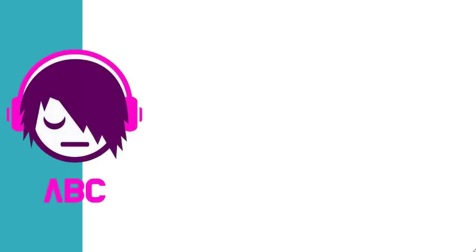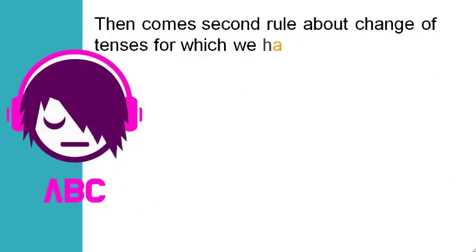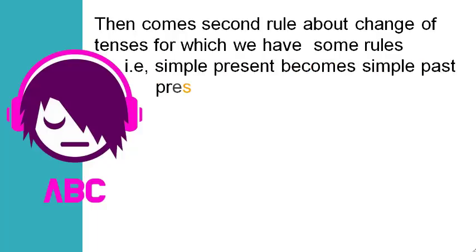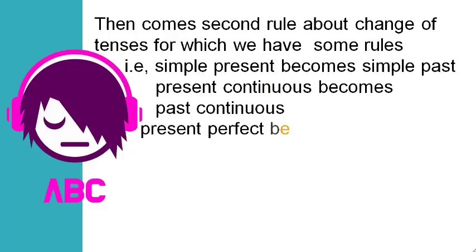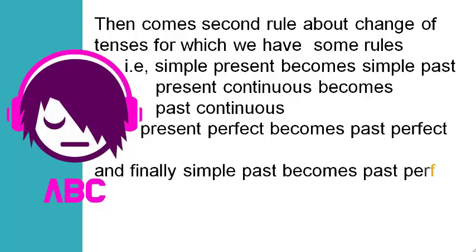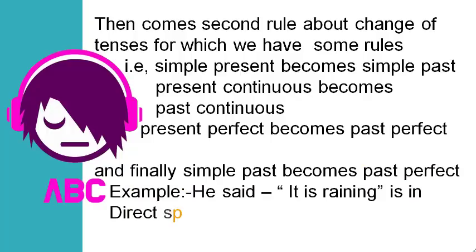Then comes the second rule about change of tenses, for which we have some rules, i.e., simple present becomes simple past. Present continuous becomes past continuous. Present perfect becomes past perfect. And finally, simple past becomes past perfect.